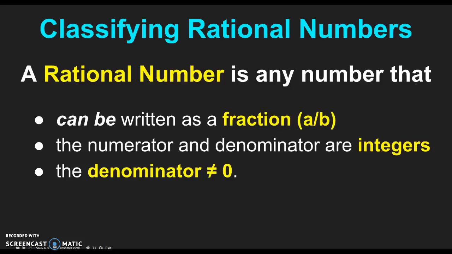Did you write fraction, a over b? The numerator and denominator are both integers, and the denominator cannot be equal to 0.